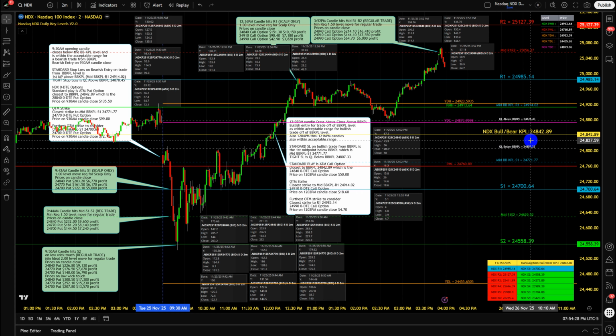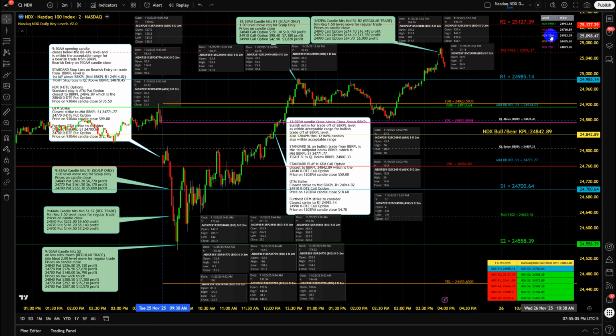So just like in our SPX daily key levels indicator, the default levels that you will see right out of the box with the indicator are the levels that you see on the screen now, which would be the NDX Bull Bear KPL level, which stands for key price level. Then you'll also have your pre-market high, PMH, pre-market low, PML, YDC, which is yesterday's daily RTH session close, YDH, which is yesterday's RTH session high, and YDL, which is yesterday's RTH session low.